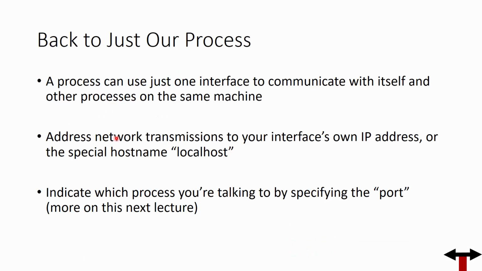To conclude here, a process can use just one interface to communicate with itself and other processes on the same machine. And it does that by referencing its own interface's IP address. So when it sends data out, it doesn't send it out to some external address, it sends the data to its own interface. And it can also do the same thing by referring to a special host name called localhost. And we can indicate which process our process is talking to by specifying the port. Every process can be listening on a particular port, and we can control which process we want to talk to by varying the port, by changing what's there.